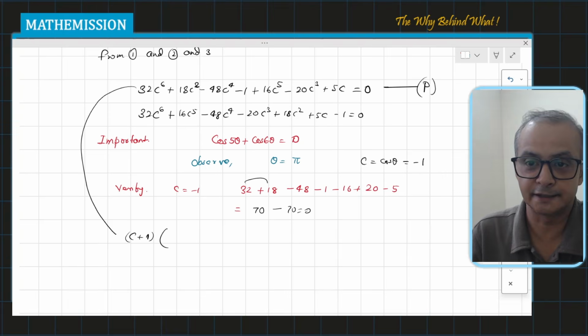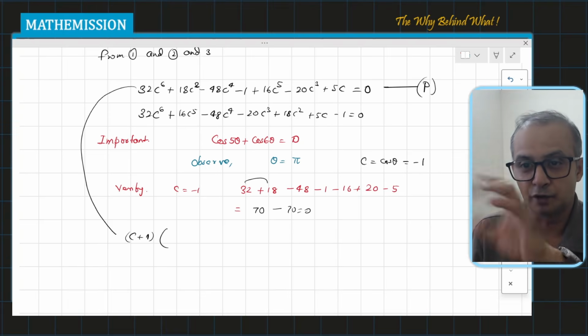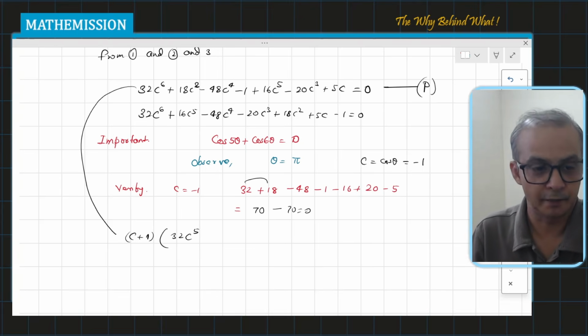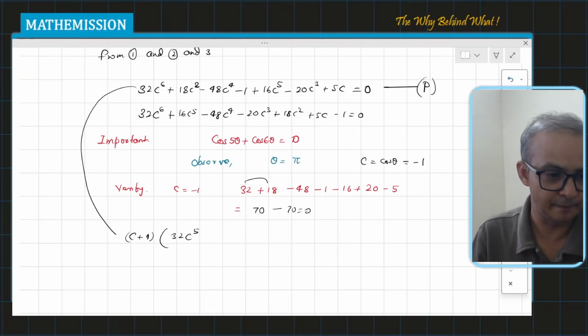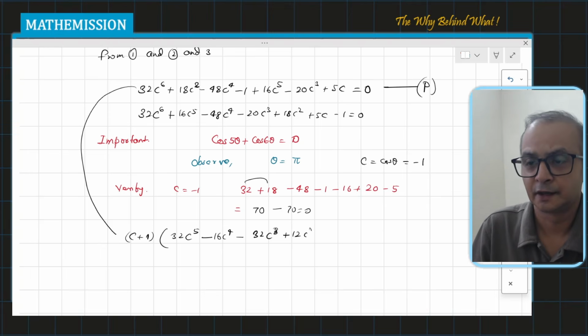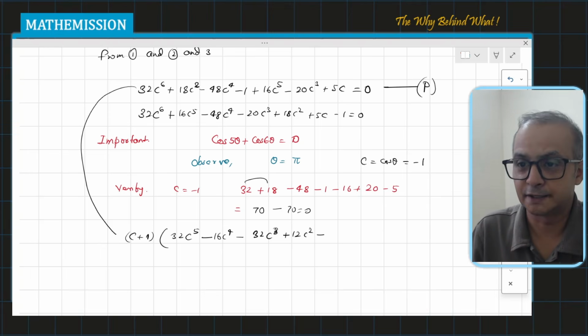Already I have taken c plus 1 as a factor. So we can do it by just taking this 32c to the power 5 and so on, but I've already done it, so let me write this thing. So 32c to the power 5 minus 16c to the power 4, minus 32c to the power 3, then 12c squared plus 6c minus 1 is equal to 0.